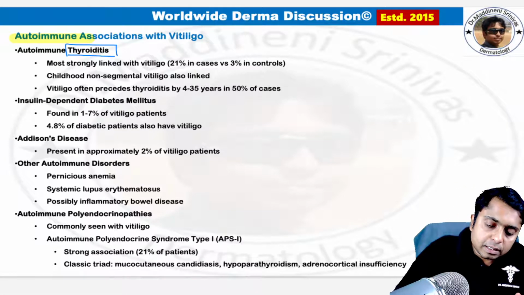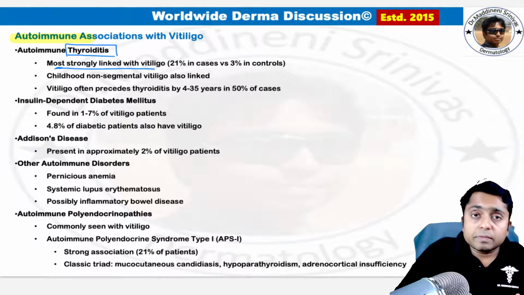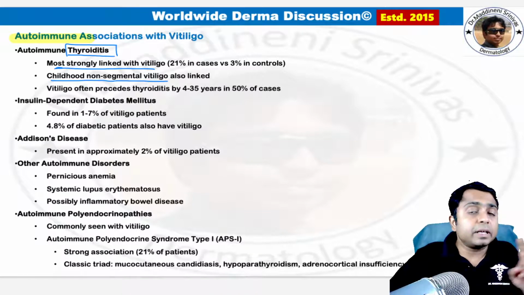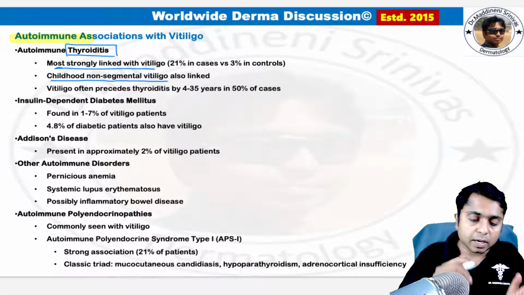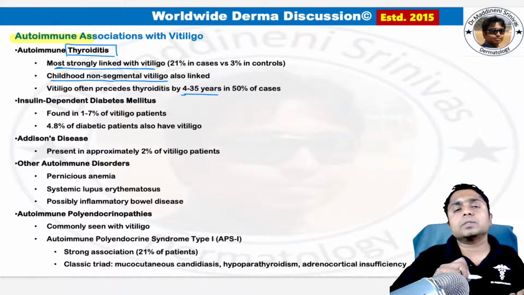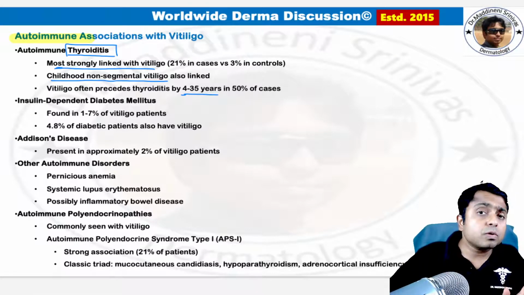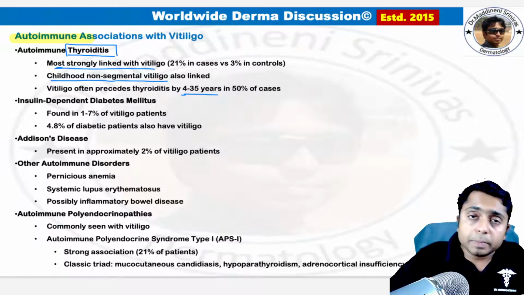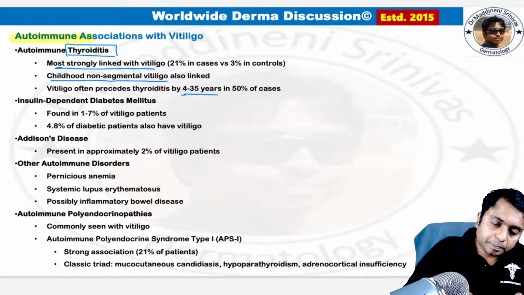The thyroid gland is the most important one which you have to remember. There is a strong association with vitiligo, and childhood non-segmental vitiligo also has this association with thyroiditis, and vitiligo often precedes thyroiditis by 4 to 35 years. So skin manifestation is going to be the primary presentation. After a few years, the patients may land up with thyroiditis.